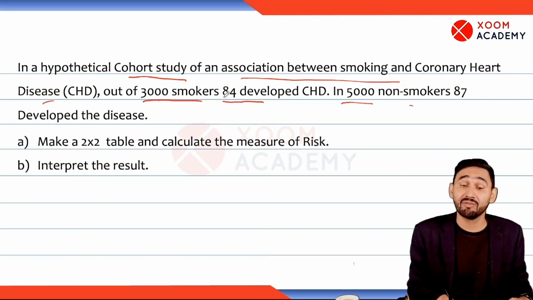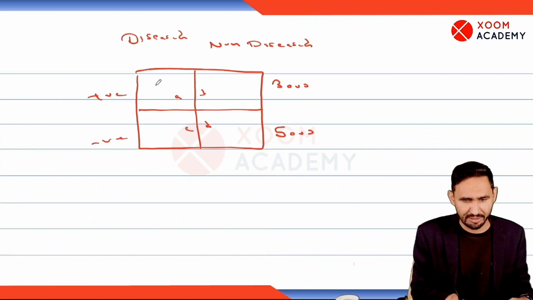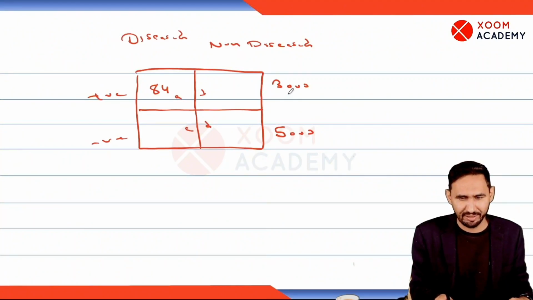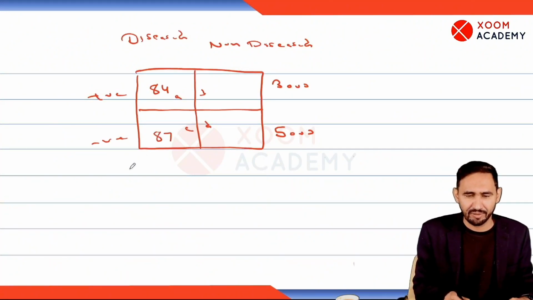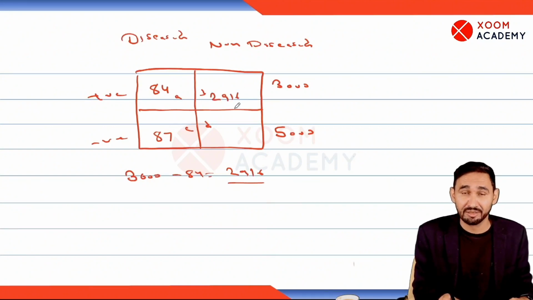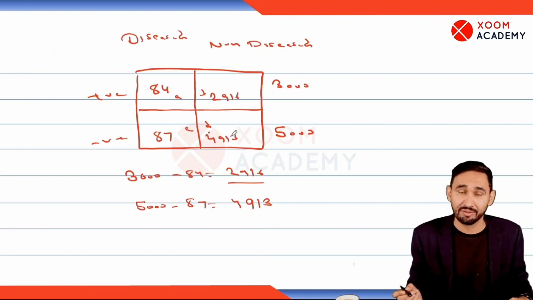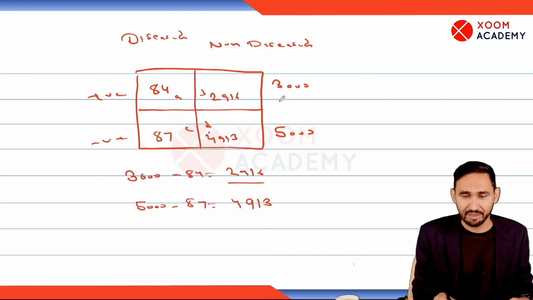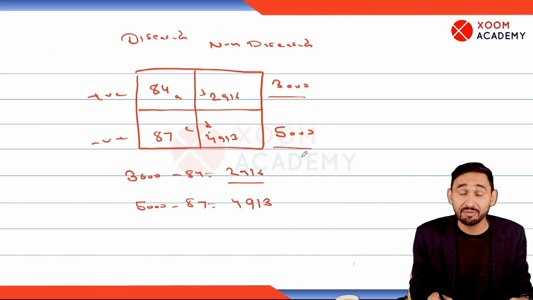Fill the table. In the scenario, it is given that 84 smokers developed the disease and 87 non-smokers developed the disease. So we'll write 84 here and 87 here. There were 3,000 total smokers. 84 developed the disease, so our answer will be 2,916. 2,916 smokers did not develop the disease. Out of 5,000 non-smokers, 87 developed the disease, so 4,913 non-smokers did not develop the disease. So we have drawn the 2 by 2 table. If we calculate A plus B, the answer is 3,000. If we calculate C plus D, the answer is 5,000.